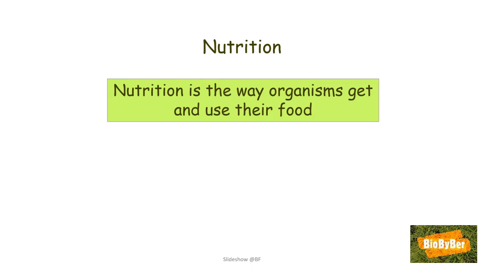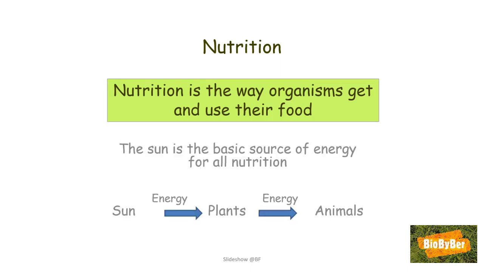For starters, the definition of nutrition is the way organisms get and use their food. A basic concept behind this that we have met several times before and should master is the idea that the sun is the basic source of energy for all nutrition. Plants use sunlight directly when they carry out photosynthesis and make food. The energy in the plants is then passed on to the animals when they eat the plants. So in this way, the energy is said to flow from the sun to the plants and then to the animals. We have met this concept several places before, in particular with food chains.